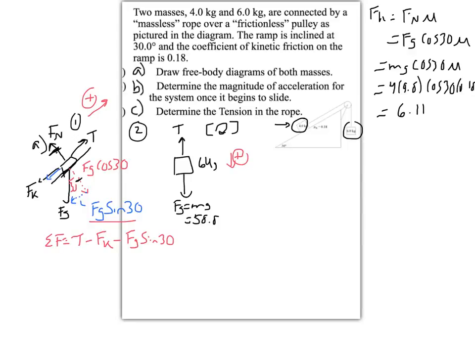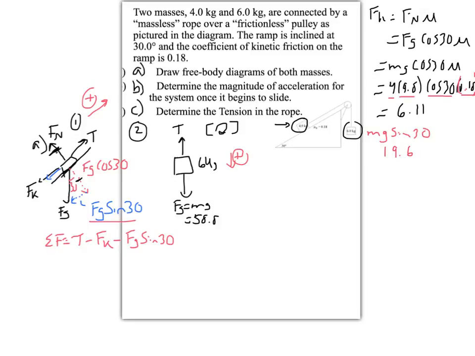Okay, so just one more time, I know it's a little hard to read. It says 4 times 9.8 times cos 30 times 0.18. Supposed to be a bracket there and a bracket there. And that gives us 6.11. The other thing we need to know is what this Fg sine 30 is. So let's do the calculation over here. Fg we know is mg sine 30. Okay, and when you do that, you get 19.6. So let's plug those numbers in over here.